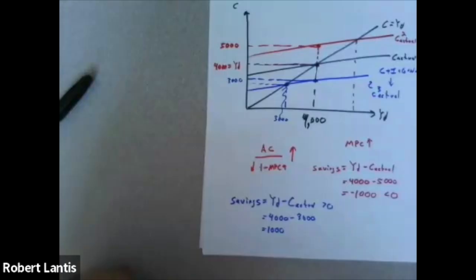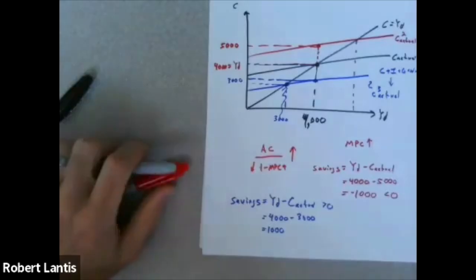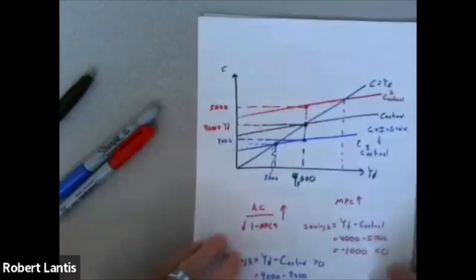Let me think if there's another one we can work through here. That would be kind of tricky. Let me see. Say taxes decrease, what will the change be? Okay, so let's do 9 and 10, and we'll think about it here.